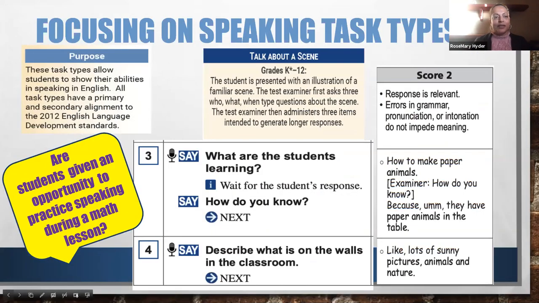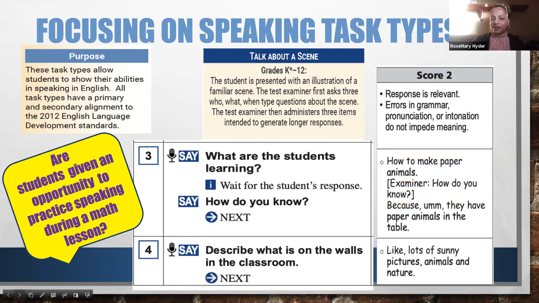So one thing we've noticed with distance learning is that students aren't given ample time to speak in class or given that same opportunity. So I took the domain sheet and thought, well, let me just break it apart just so that you can attack just some of these with your class. So if you look at the bubble there, are students given an opportunity to practice speaking during your math lessons nowadays? Is it hard? Yes, it is. Because of your constraints of time, every district's different, every site's different, every teacher's different on how they're planning their math lessons. So the purpose is there, the task types allow students to show their abilities in speaking English.